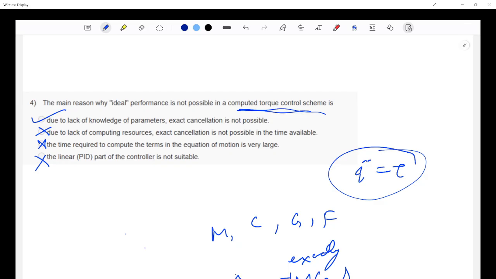Since robot parameters are never exactly known, perfect cancellation of non-linearities is not possible, and hence the ideal performance cannot be achieved. So no exact model means no exact cancellation. Okay. So for this problem exactly we need adaptive control to estimate the parameters and robust control to handle the uncertainties. All right.